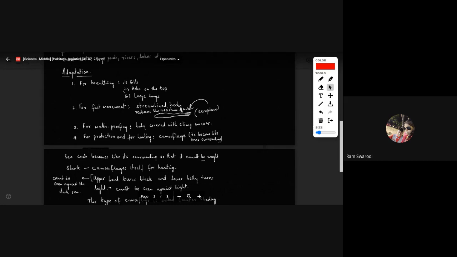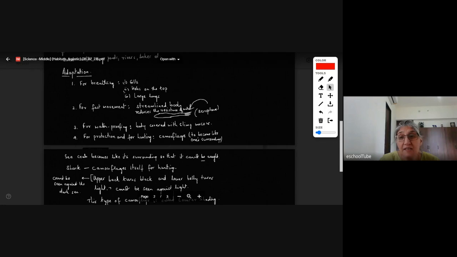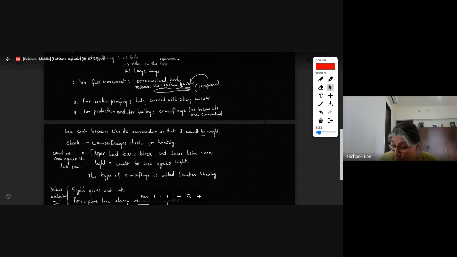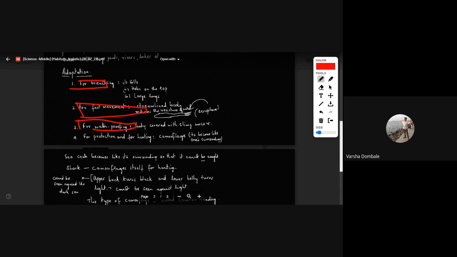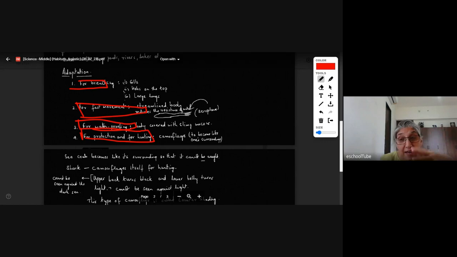Okay, fine. So now after that, what we had done was read this. I'll just quickly revise because I want to move on to the next adaptation. This was adaptation of animals, water animals. Adaptation for breathing so that they are able to breathe properly. For moving fast, they have streamlined bodies. For waterproofing, so that they don't feel wet all the time, they have a slimy mucus covering. For protection and for hunting, they camouflage themselves.